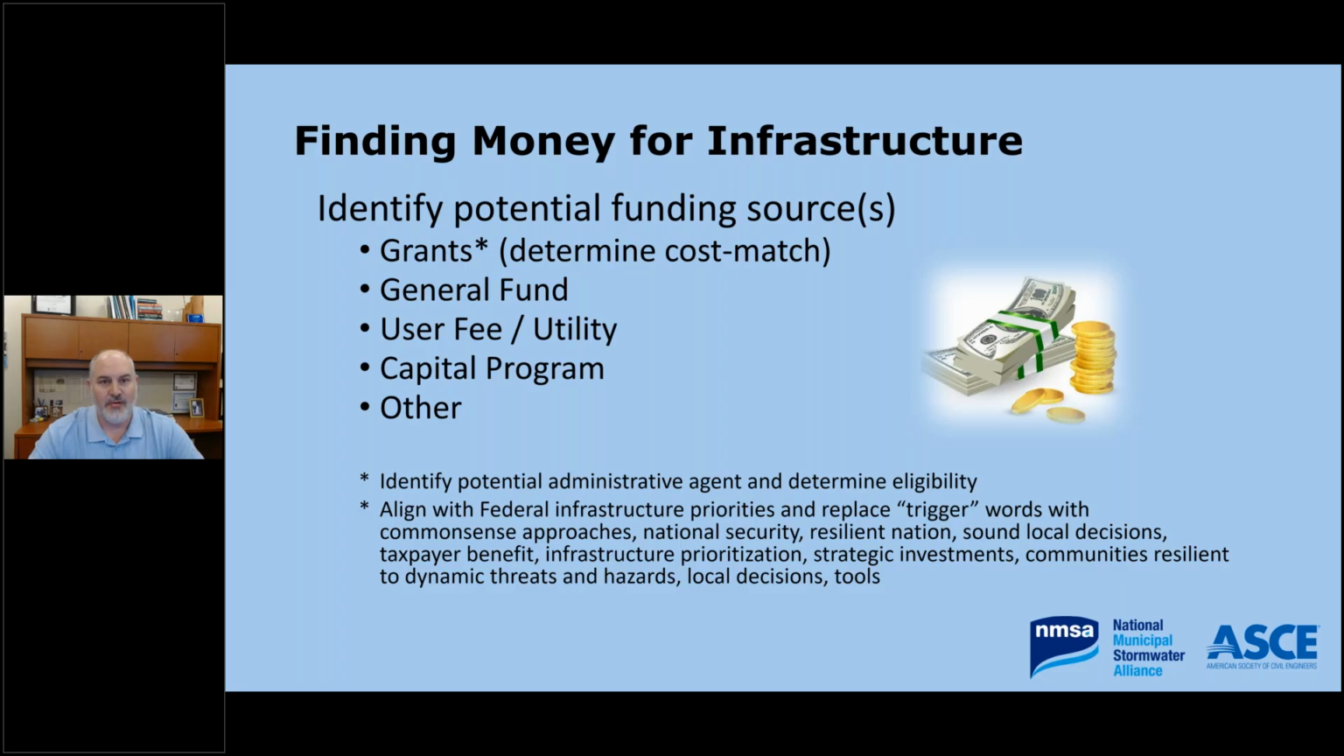But predominantly, we rely heavily on grants for the major projects. The county general fund does provide some funding for the smaller drainage projects we work on. A user fee or utility is not something we have, but a lot of communities in Lake County and nationally have seen that this is a more equitable fund that could be created to fund these types of infrastructure. And then capital programs: we're working right now on the state of Illinois' largest capital program ever, and I have a slide on that.